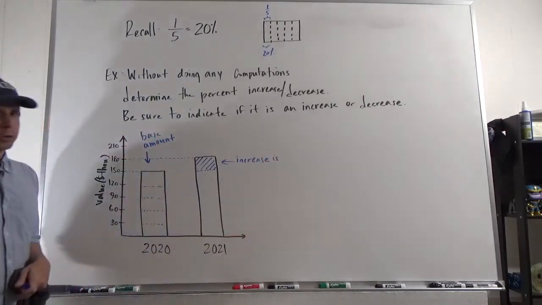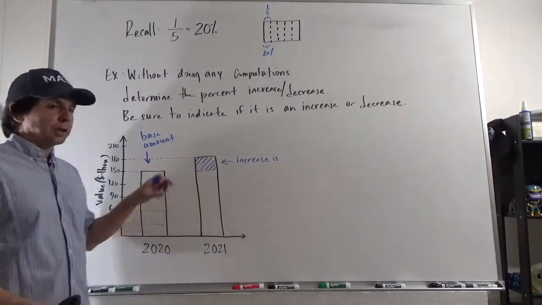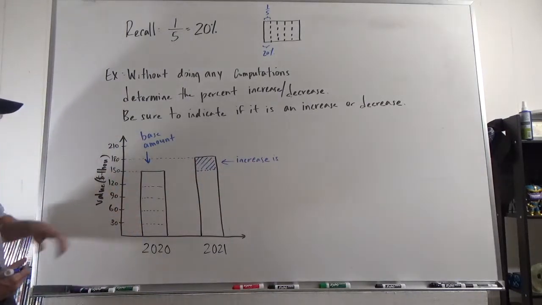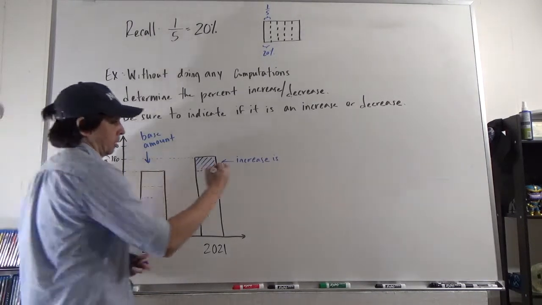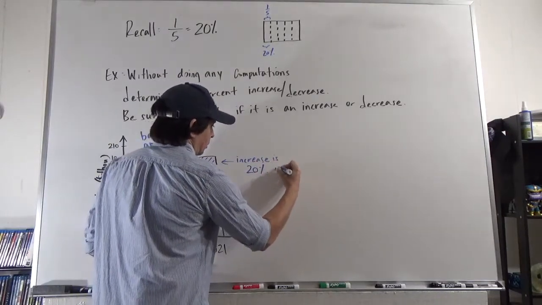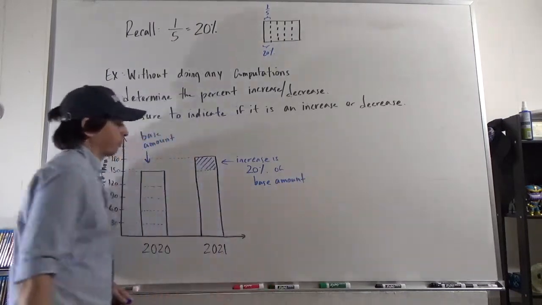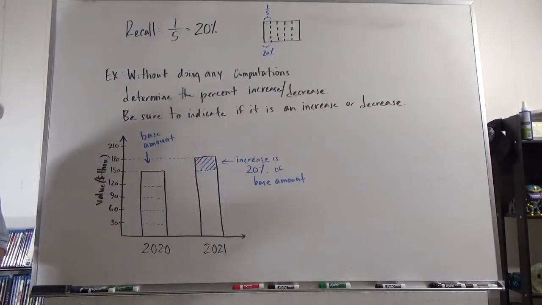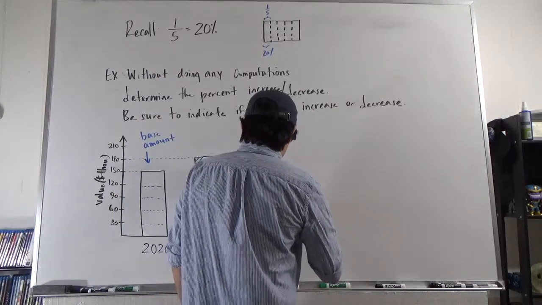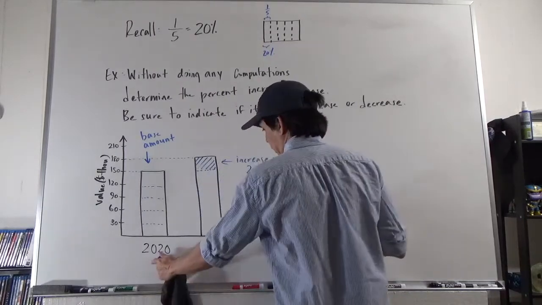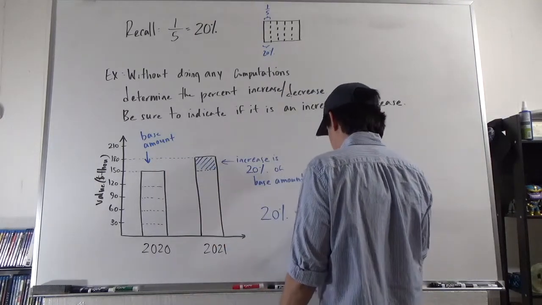That's the increase right there. It's for sure an increase, obviously, but that little chunk there is what percent of the base amount? It is exactly one of these. It is 20% of it. And therefore, that's a 20% increase right there. That's your answer. The value of this increased by 20% from 2020 to 2021. These percentages are percentages of the base amount.